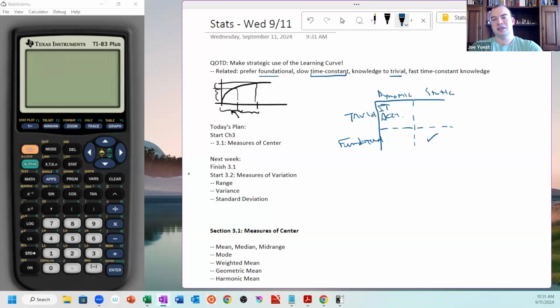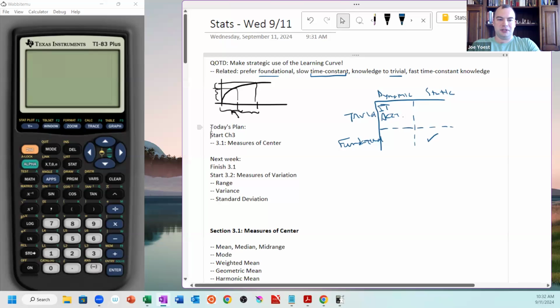I don't mean to say that any of these quadrants are good or bad, but think about your personality and your preferences and whether they align with the type of field that you're going into, right? Okay, so that's the thought for today.